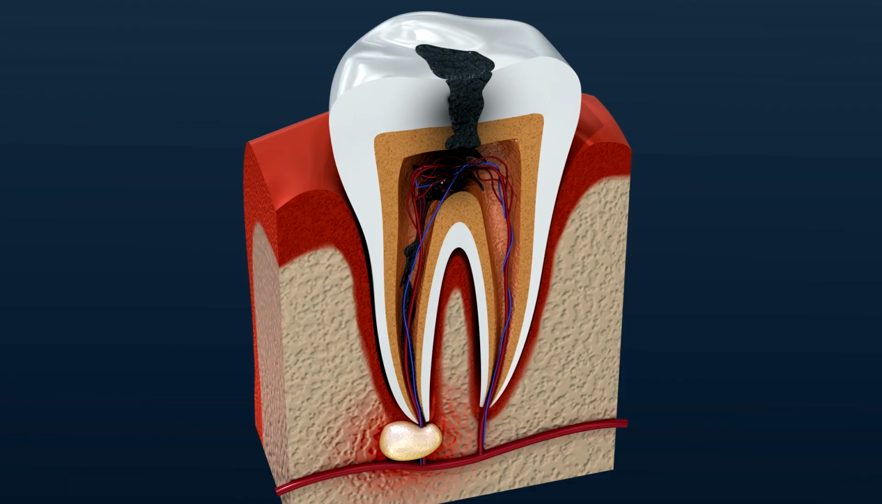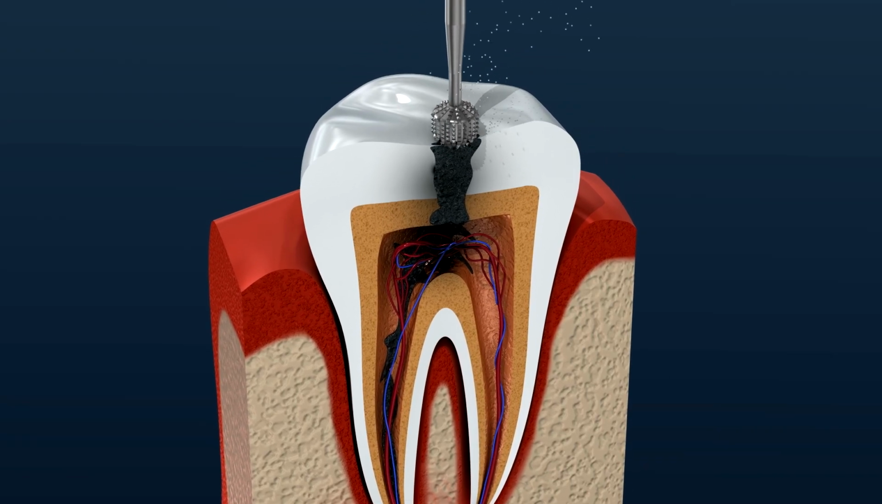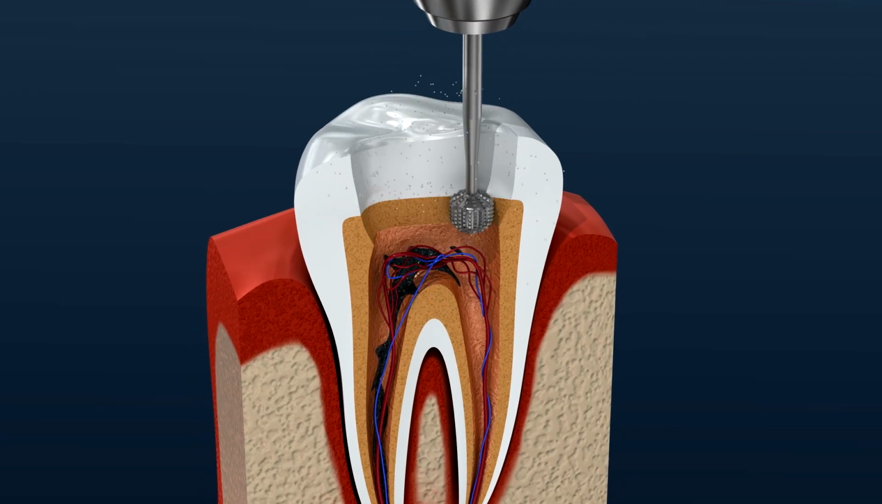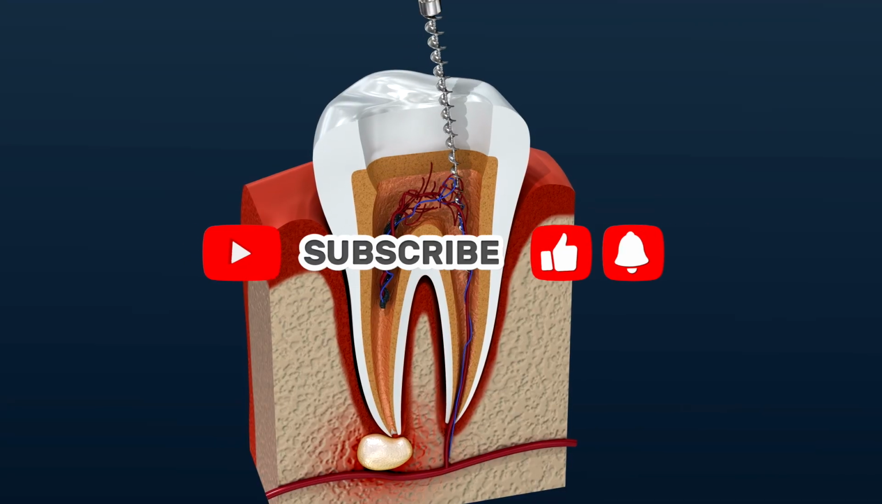Watch as our 3D animation shows the process. First, your dentist creates a small opening in the crown of your tooth to access the infected pulp. Using precise dental instruments, all infected tissue and bacteria are carefully removed from the root canals.